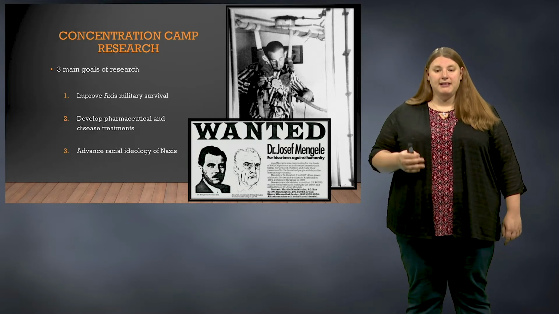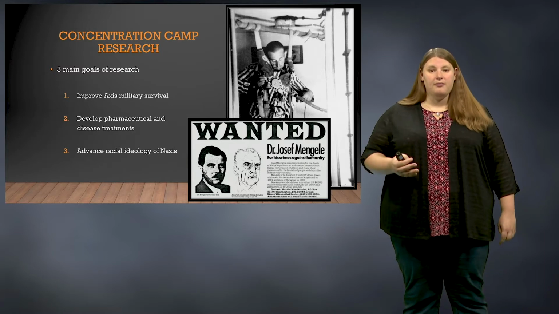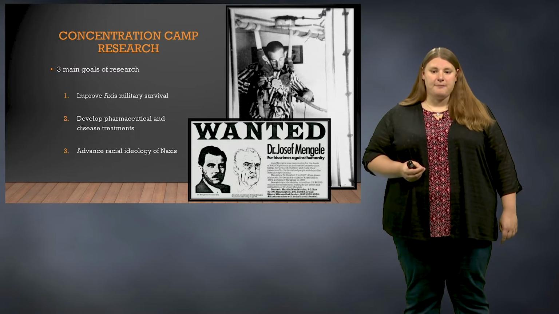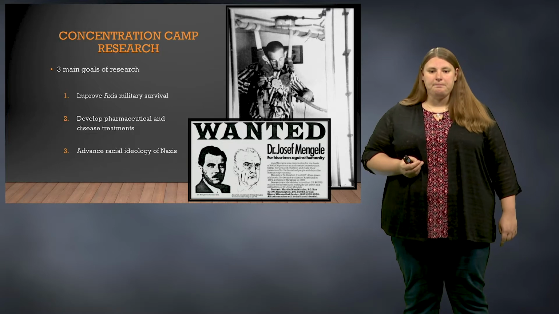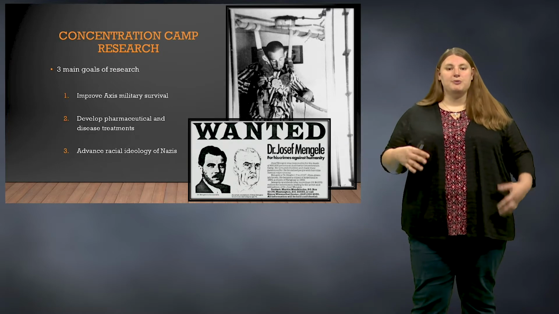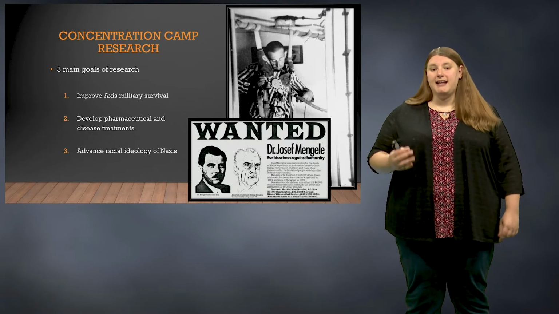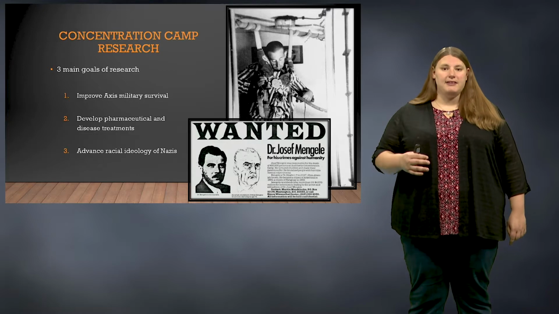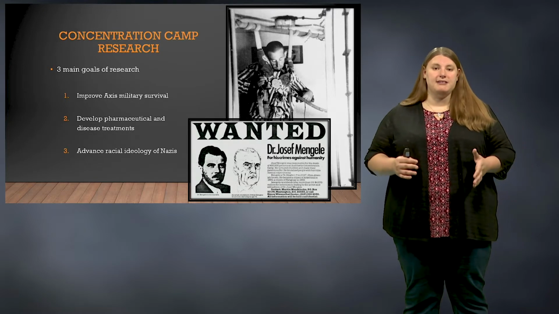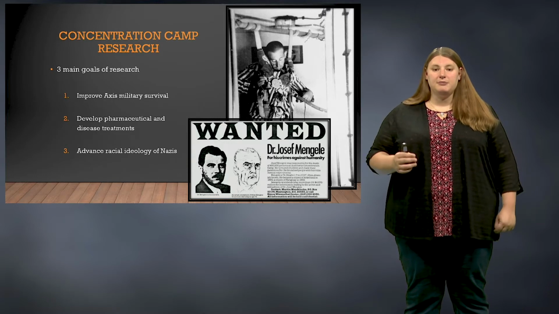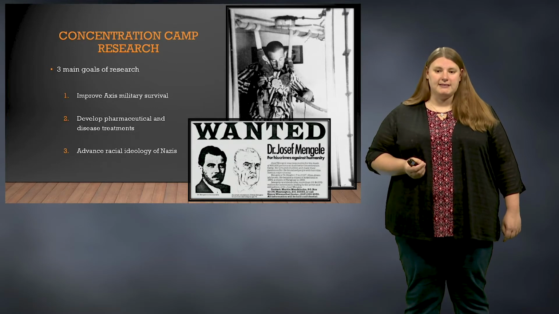All of the experiments were conducted on unwilling concentration camp prisoners, and they often ended with physical harm and oftentimes even death for the prisoner. The photograph on this slide shows the results of a high-altitude experiment. The second way experiments were used was to develop pharmaceuticals and disease treatments. Prisoners were purposely exposed to contagious diseases like malaria, typhus, tuberculosis, etc., in order to use them as test subjects for immunization compounds. Prisoners were also subjected to bone grafting experiments and mustard gas exposure for similar reasons.